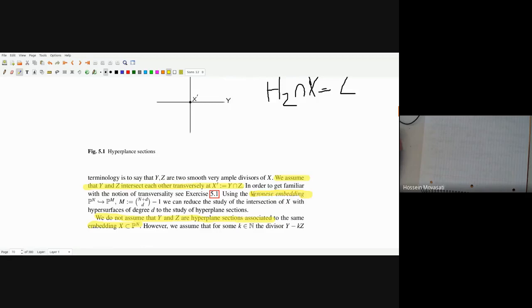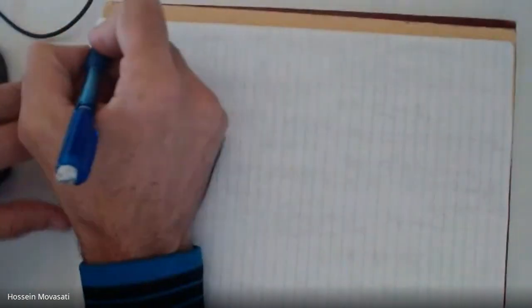I think if you have not done algebraic geometry, let's do a little bit of algebraic geometry here. So maybe I stop here and let's talk a little bit about the Veronese embedding. Let's just wait a moment.